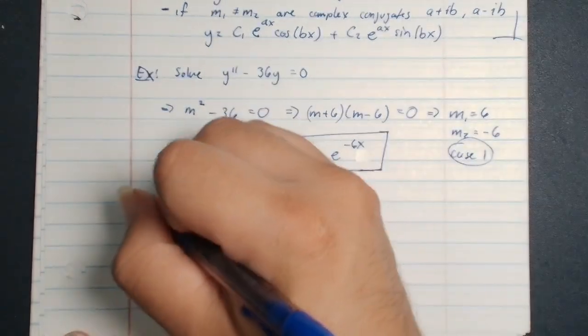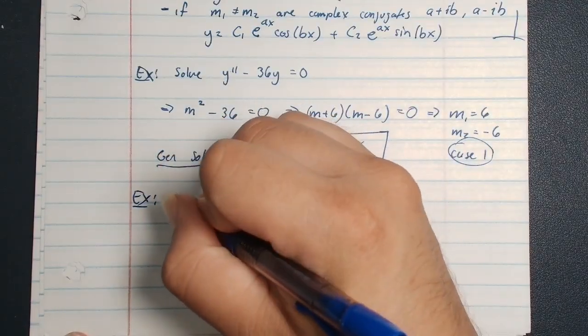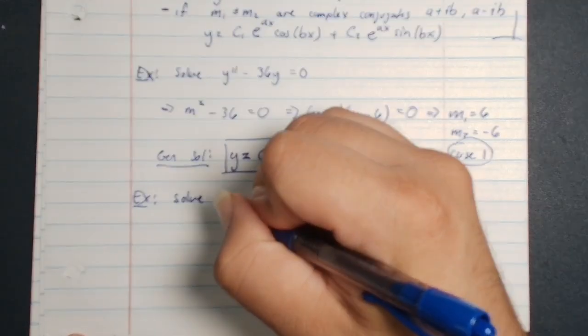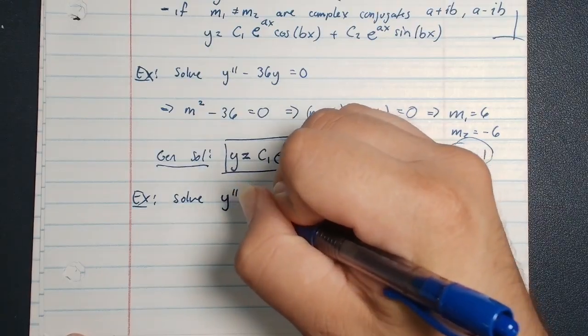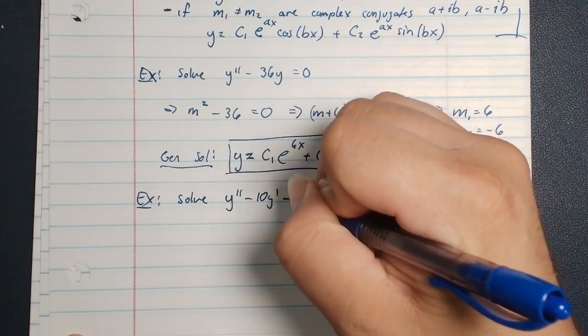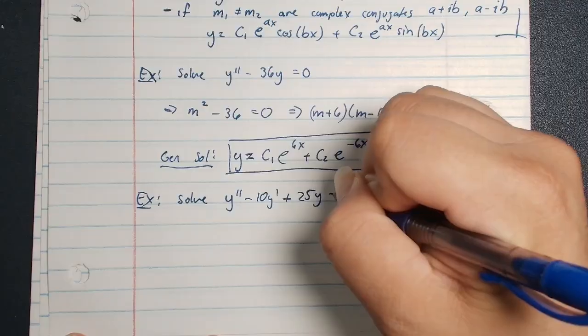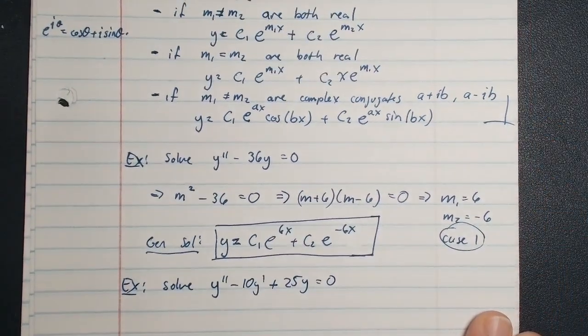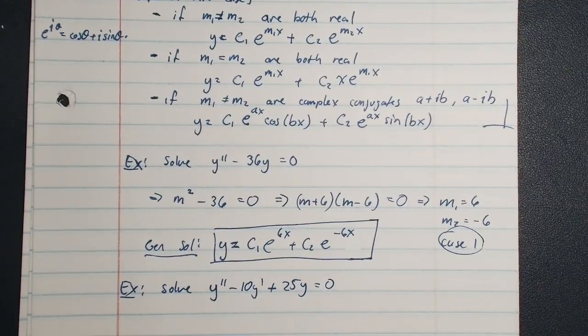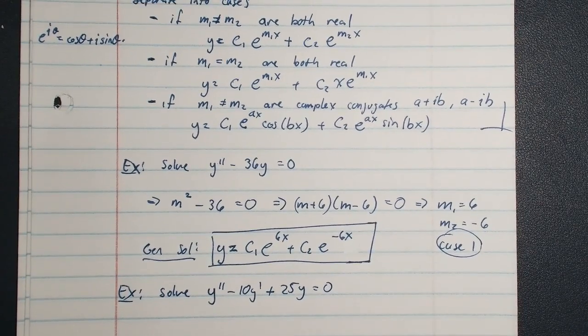Let's see another one here. Our next example, we're going to go ahead and solve y double prime minus 10y prime plus 25y equals 0. Okay. Once again, I would suggest you try that one. Go ahead and pause the video, give it a try, and once you're done, unpause it, and we'll go through it together.